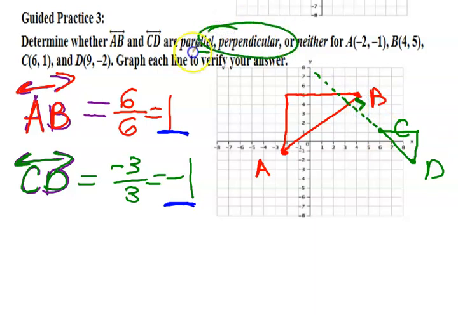Parallel means if they were the same slope. Perpendicular means that they are, again, reciprocal and opposite. And then neither, they don't have a relationship.